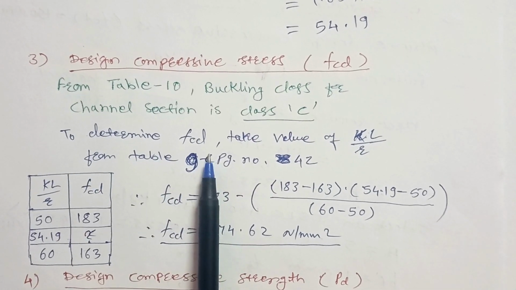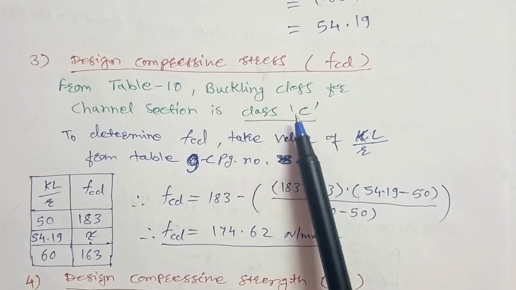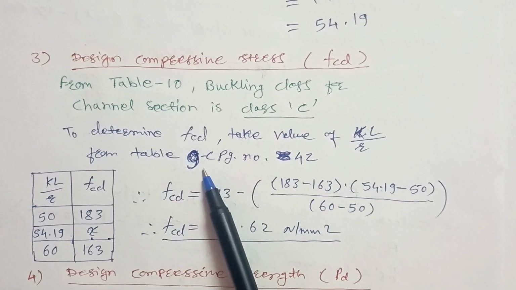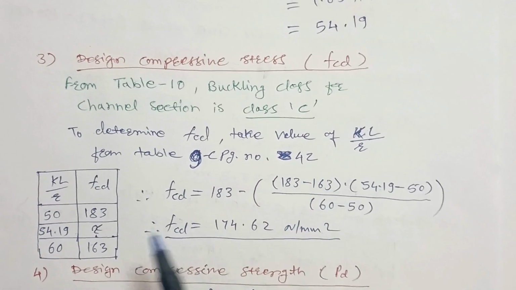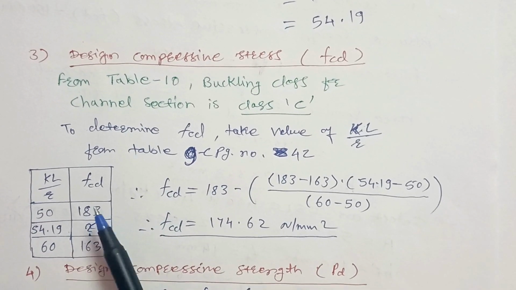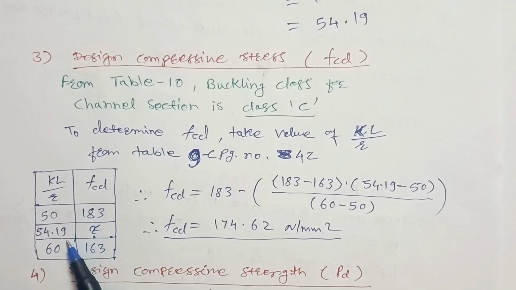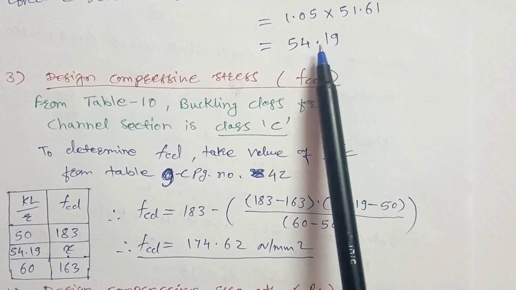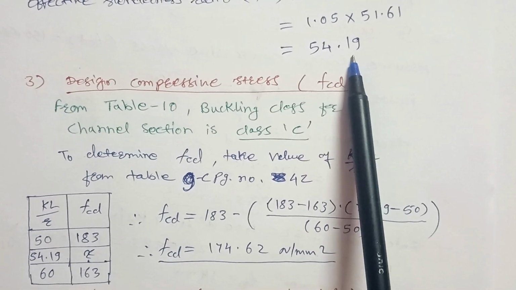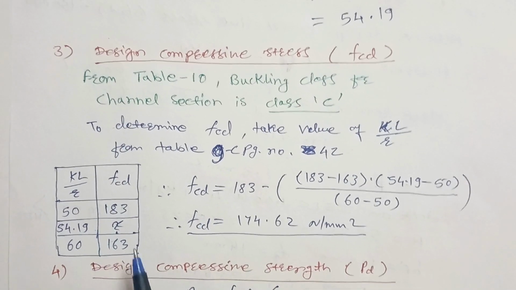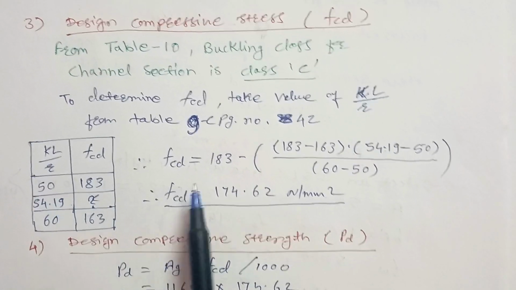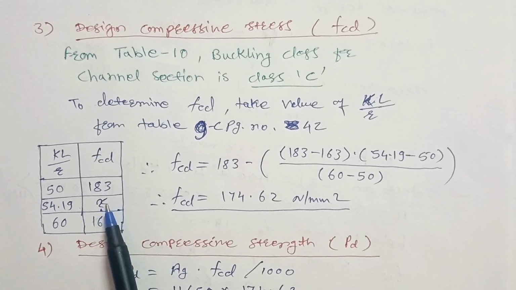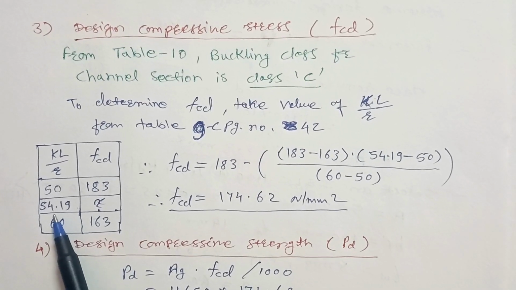To determine the actual FCD with buckling class C, in table number 9C, page number 48, we have the values for different KL by R ratios. We have just calculated the effective slenderness ratio as 54.19. Through that we can calculate the FCD for this KL upon R ratio by the interpolation method.